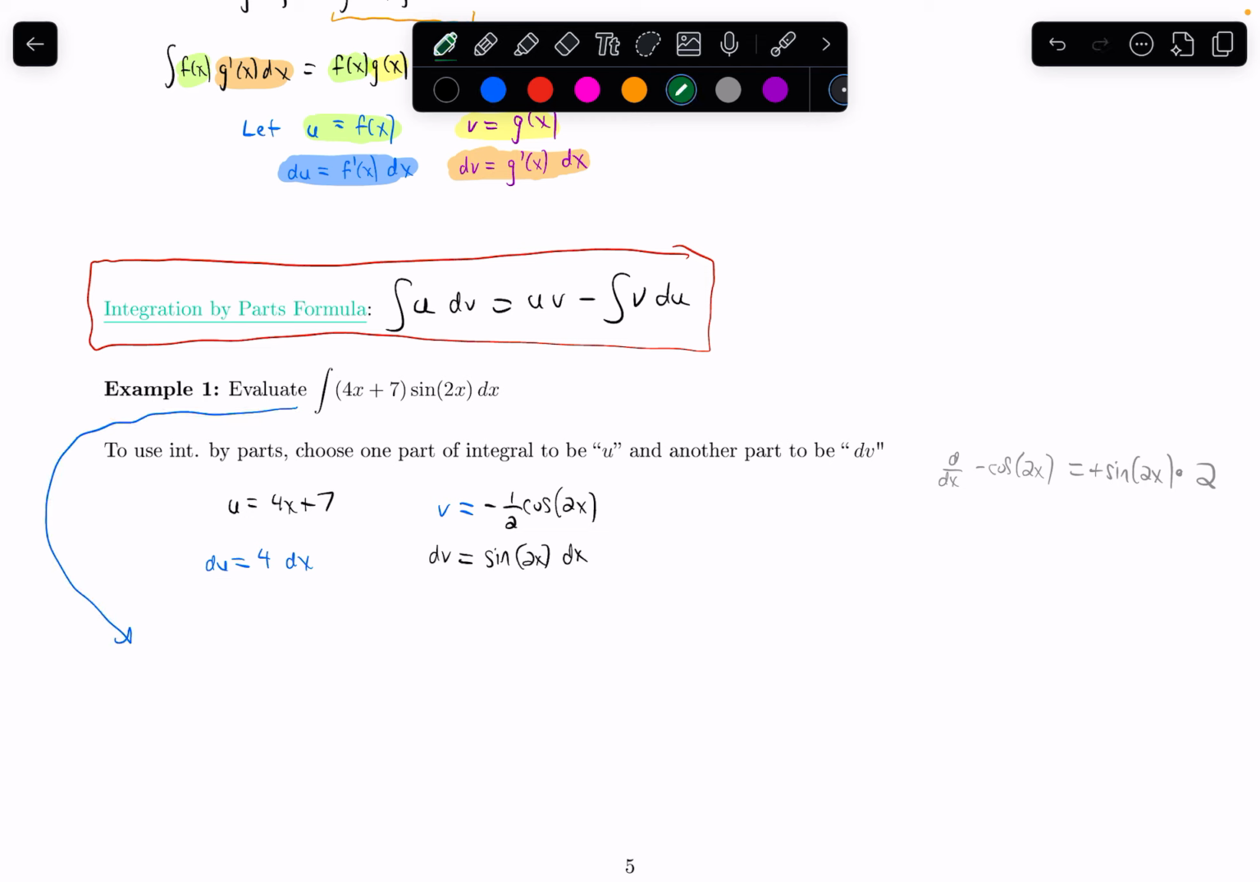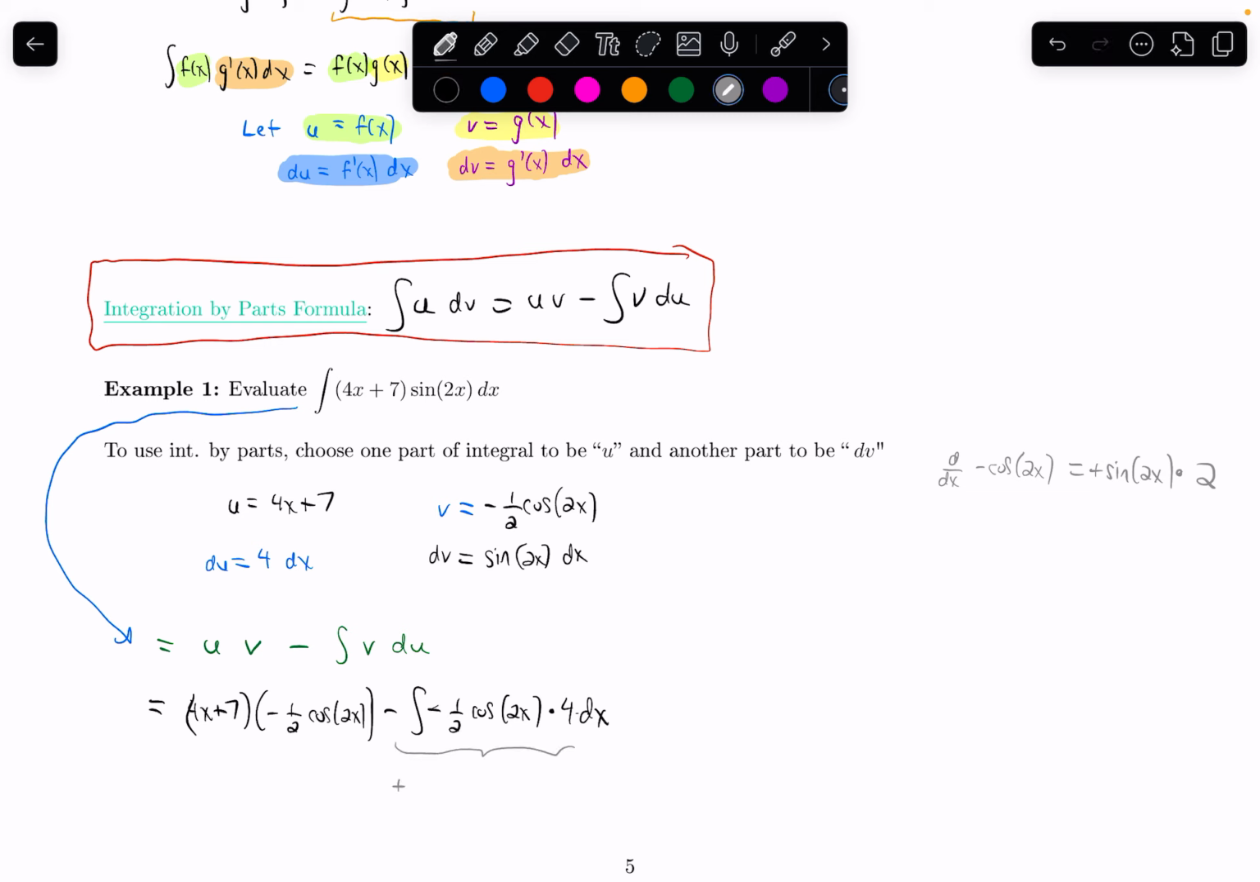Now, let's use our integration by parts formula, which says you'll get uv minus the integral of v du. So u is 4x + 7. v is negative 1/2 cosine of 2x. So that's uv minus the integral of v du. So v is negative 1/2 cosine 2x. du is 4 dx. So we're really hoping that this new integral is easier than the one we started with.